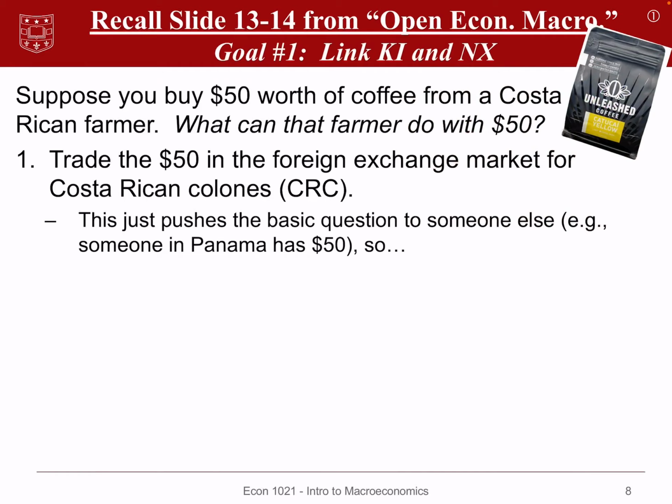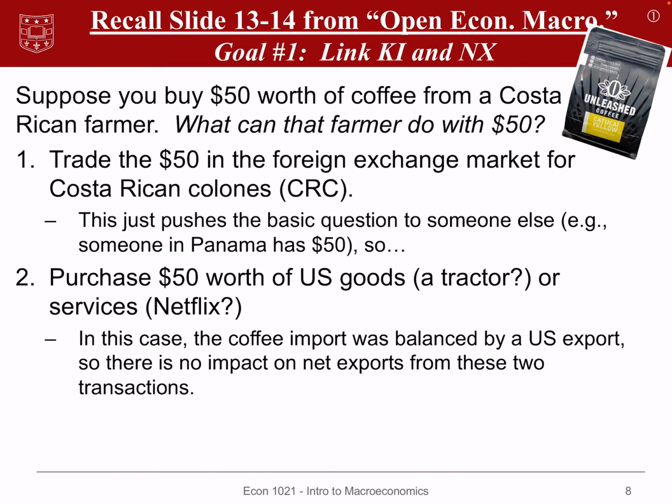So here's how we're going to do this. Remember, our starting point was, suppose you wanted to buy $50 worth of coffee from a farmer in Costa Rica. That farmer then has 50 US dollars. What can the farmer do? The farmer can do one of two things, basically. Apart from trading the $50 to somebody else in the rest of the world, the farmer could purchase $50 worth of US goods or services.